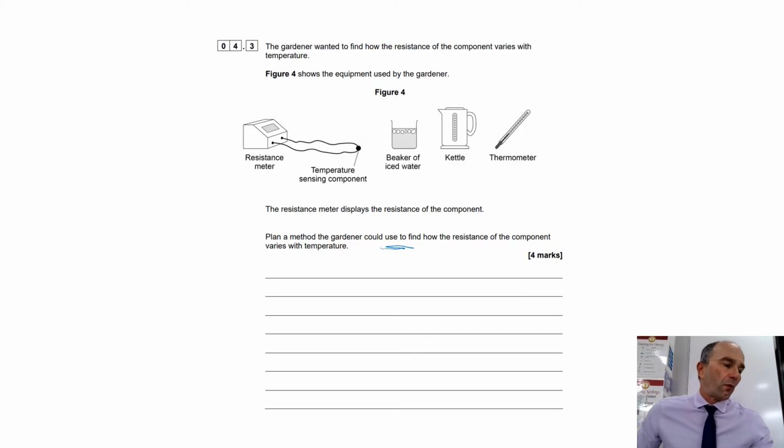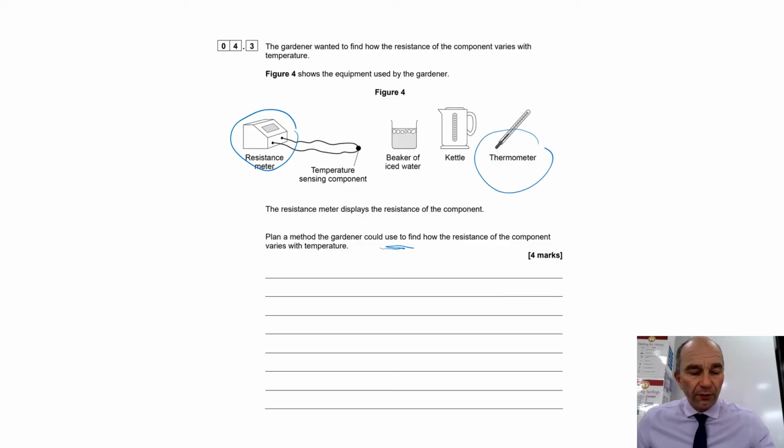So once we've got the temperature, we then need to look at the resistance meter and record the resistance. So we've measured the temperature with the thermometer, we've measured the resistance using the resistance meter of our beaker of iced water. We've now got 3 marks from that.